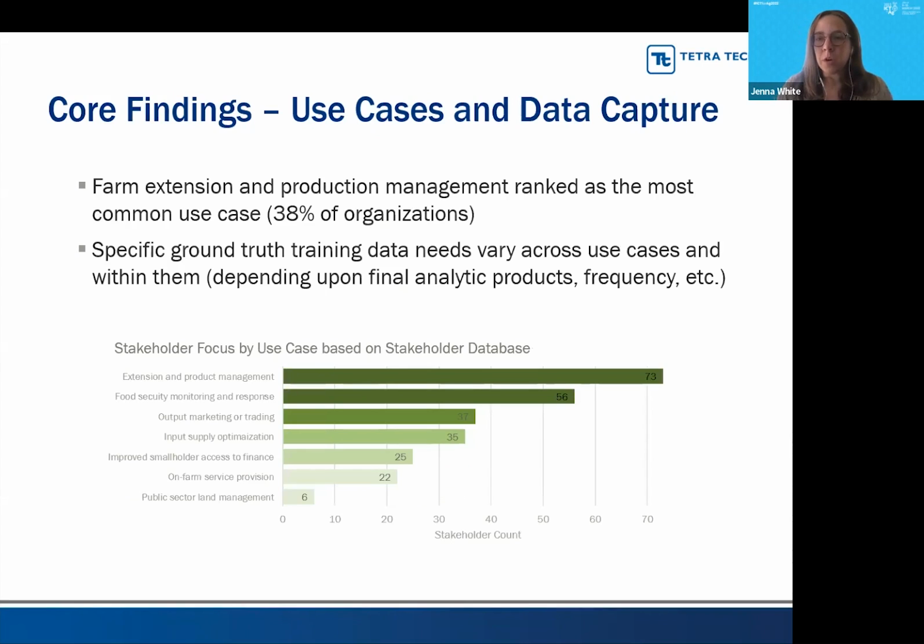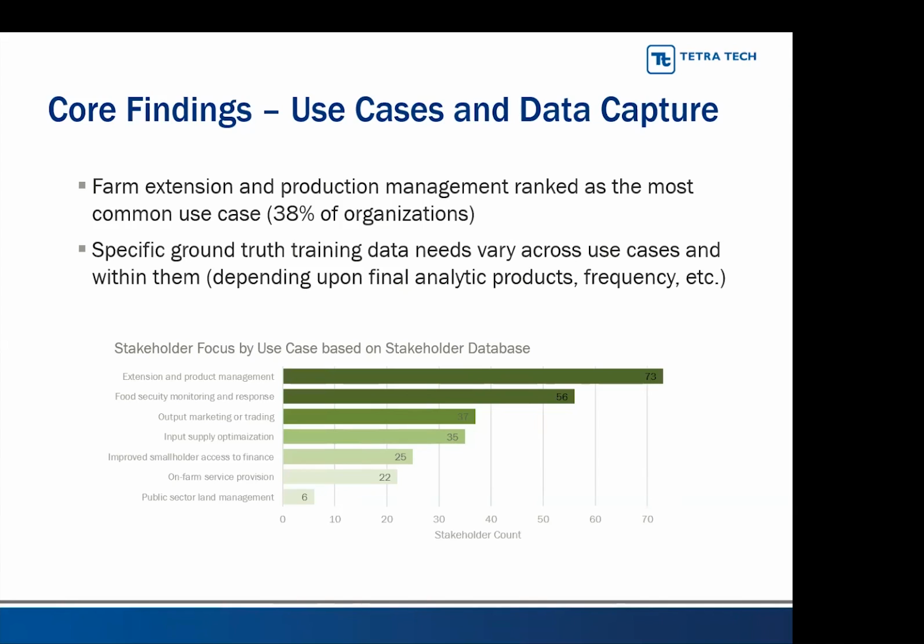So some of the core findings from this initial landscape assessment is really focusing on what are the priority use cases and what does that mean in terms of the data that's needed, and what does that tell us about data capture? So in the graphic below, you can see the preference of use cases based on those who are included in our SLA. So again, it's not the entire network, but it's a pretty good chunk. And what we're seeing is the top use case is a focus on extension and production management.